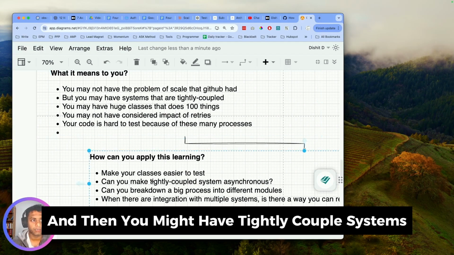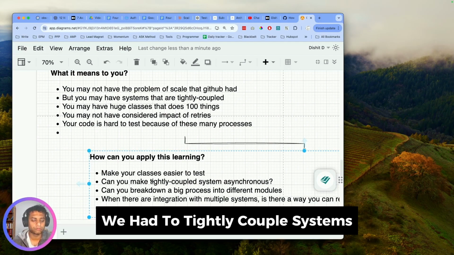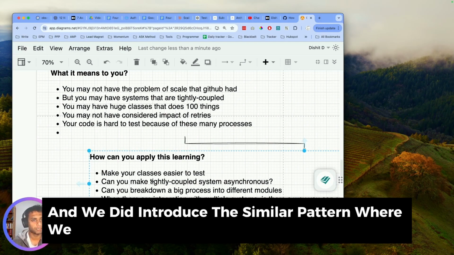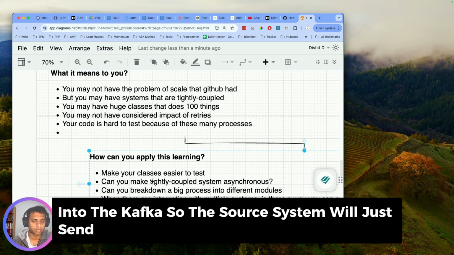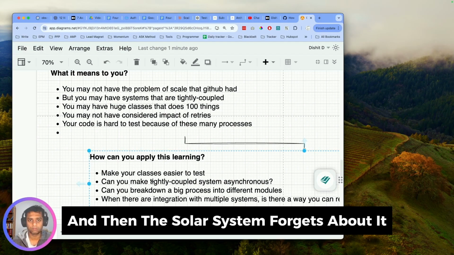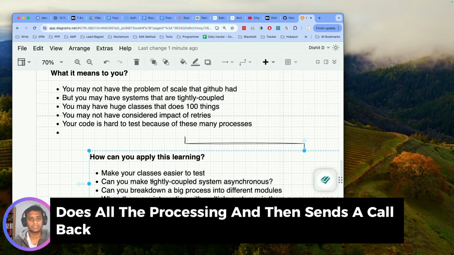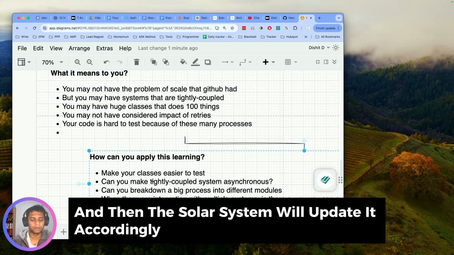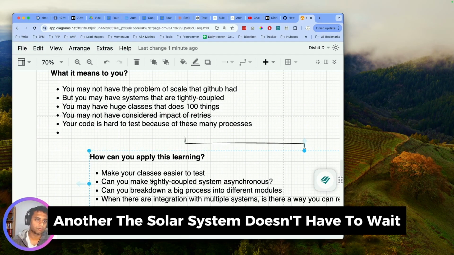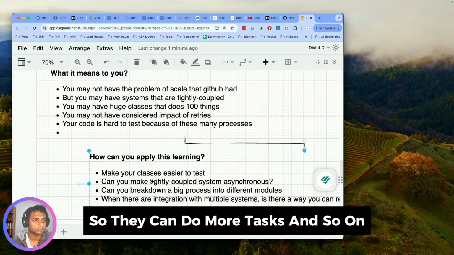And then you might have tightly coupled systems. Now you might think about whether you can make them asynchronous, and what the impact of that is. One of the things that we did was we had two tightly coupled systems, and we introduced a similar pattern where we introduced Kafka. So the source system would just send the request to Kafka, and then forget about it. The destination system pulls it out from Kafka, does all the processing, and then sends a callback, and then the source system will update it accordingly. So that way, the source system doesn't have to wait. The thread is not waiting, so it can do more tasks and so on.